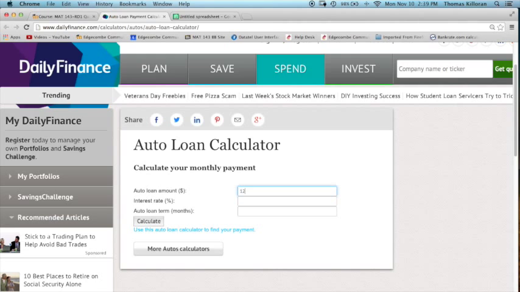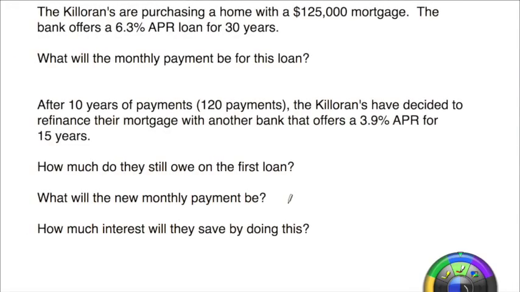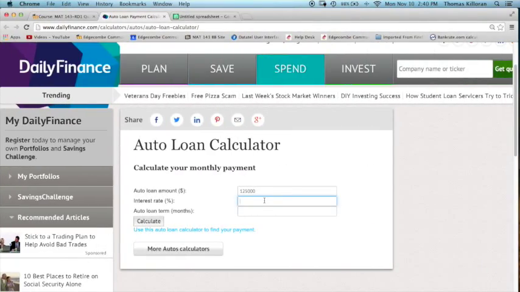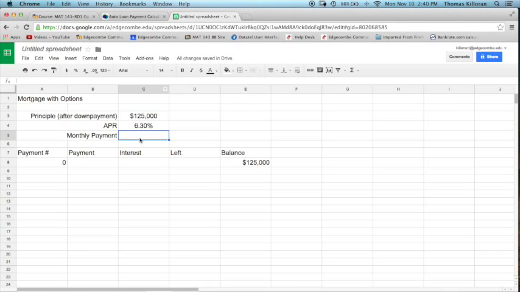This is the how to find your monthly payment given the loan amount. So here we're borrowing $125,000. The interest rate was 6.3%. And the term is 30 years. That's 360 months of payments. So our loan is going to be paid with $773.72 per month. Alright, so I copied that.